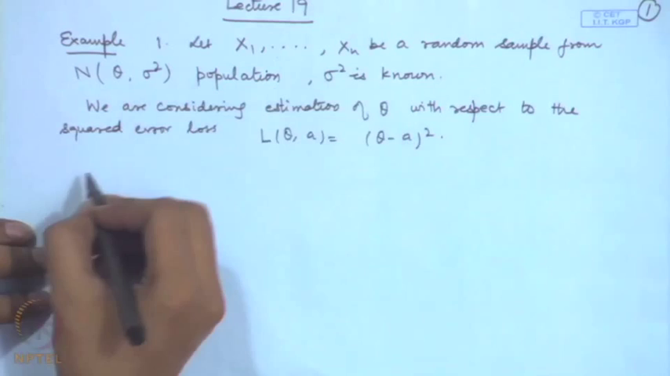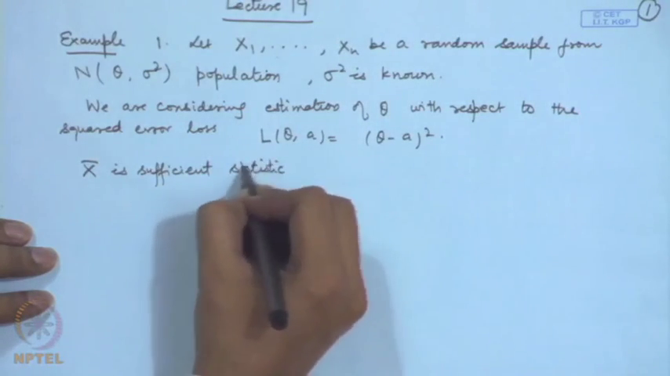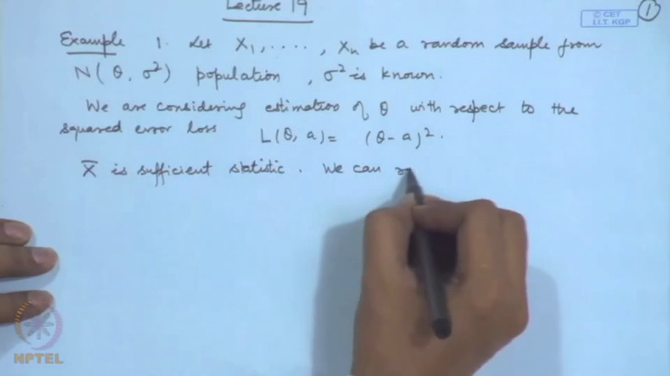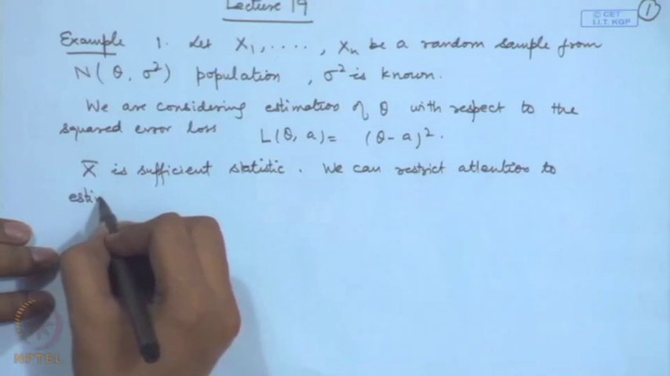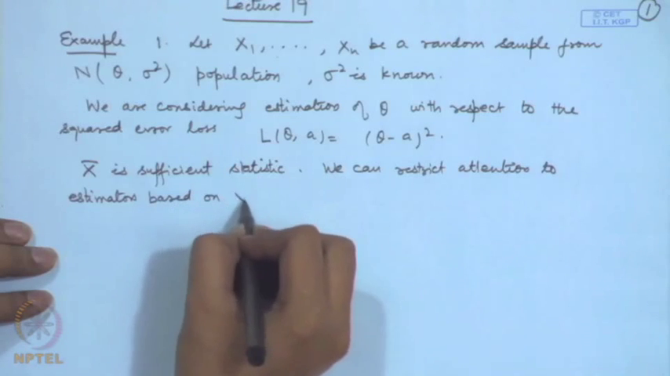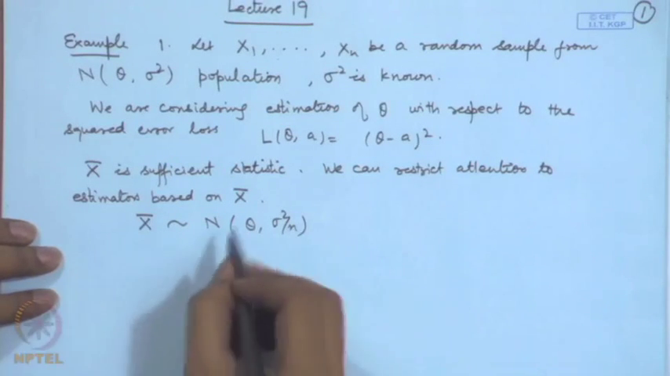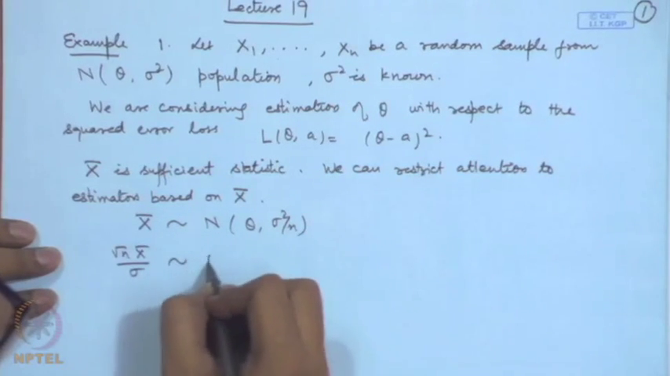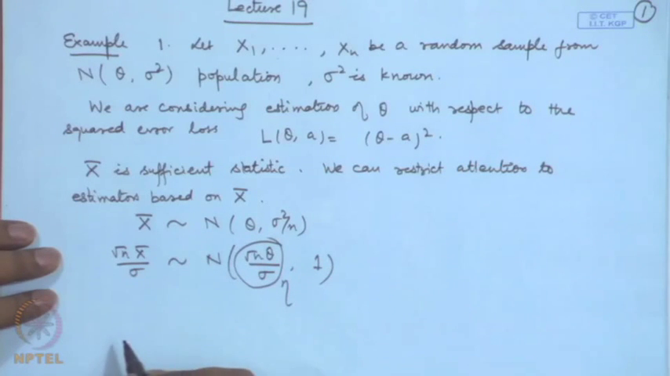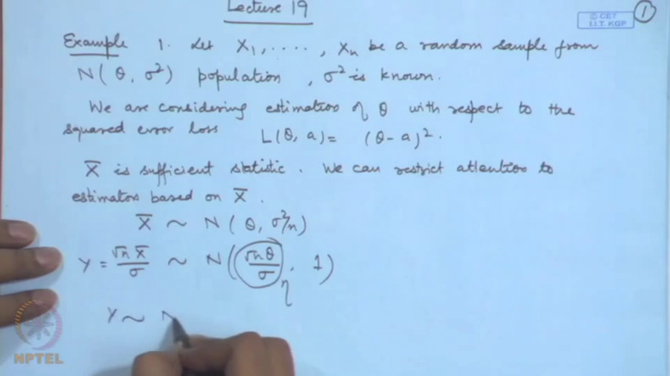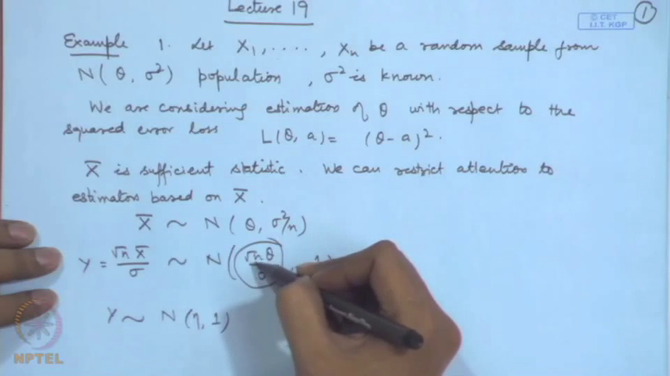Note here that when sigma squared is known, X bar is a sufficient statistic, and we can restrict attention to estimators based on X bar. Now, what is the distribution of X bar? X bar follows normal(theta, sigma squared by n). We can do some shifting: root n X bar by sigma will follow normal(root n theta by sigma, 1). Let us use some other notation, say eta, for root n theta by sigma, and if we call root n X bar by sigma as Y, then Y follows normal(eta, 1). Estimation of theta is the same as estimation of eta, because it is only a scalar multiple of theta here.